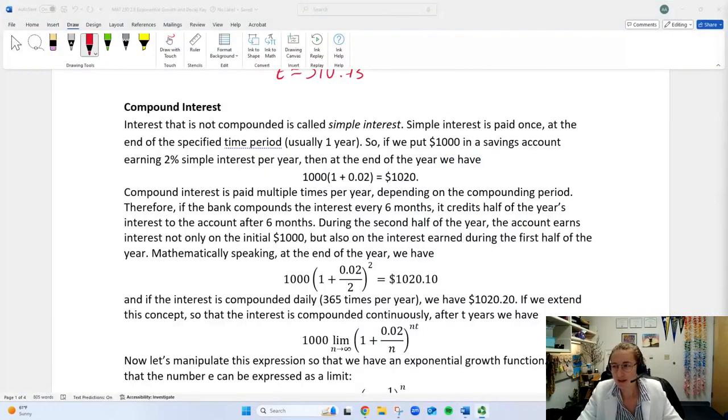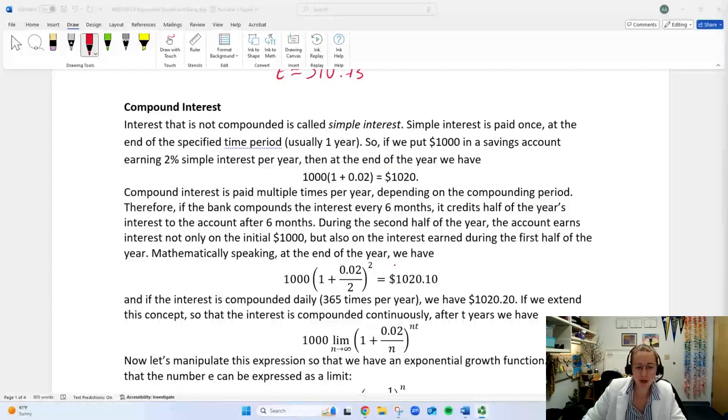I want to talk about this idea of compound interest too. So usually banks use this all the time. Savings, loans, they use something called amortization, which is like a form of compound interest.